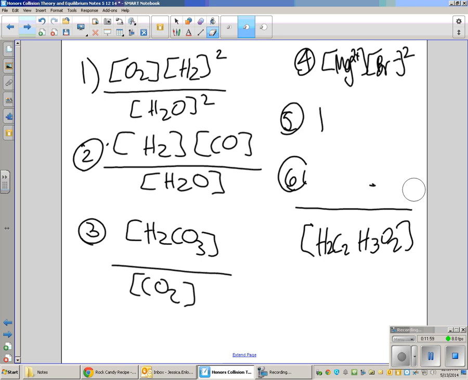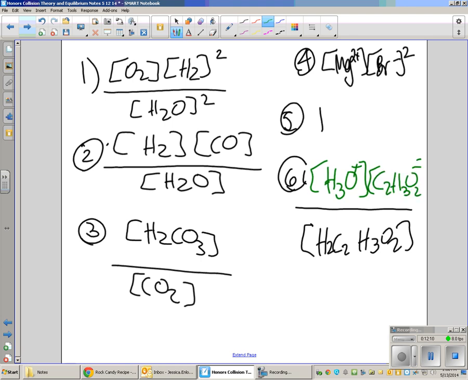Number 6 is all sloppy. Here, rewrite that top part. What was it? H3O plus and acetate, thank you. Over acetic acid. Questions on any of these?